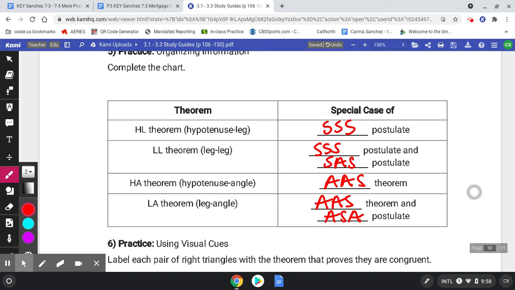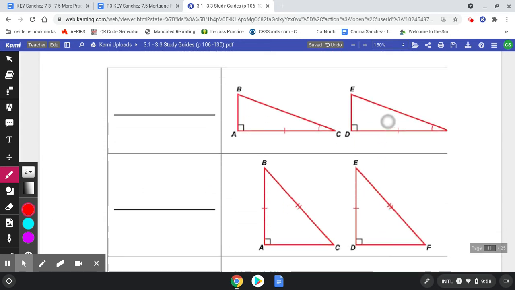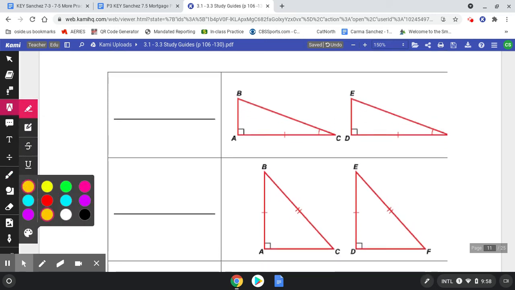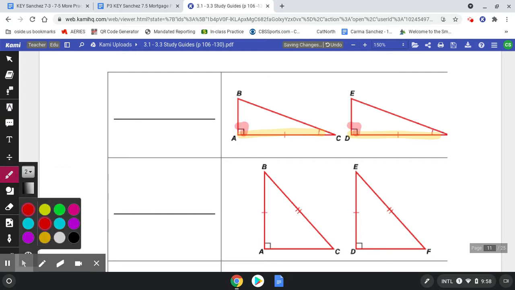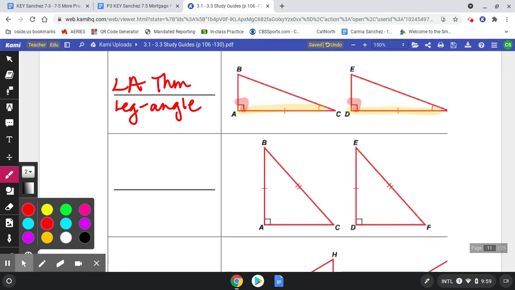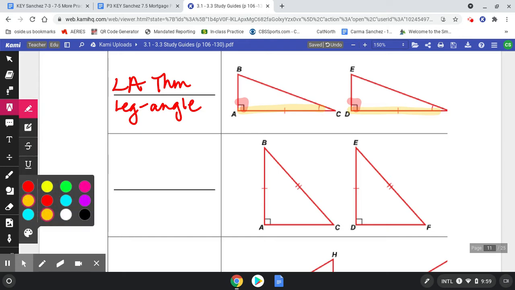Okay, let's go see if we can visualize these new ones in their picture. So looking at this first one, do you see how I was given a leg, meaning the side that is not a hypotenuse, and one angle? So we would call this one congruent by the LA theorem, known as leg angle theorem. Okay, let's look at the next one. What did they give me? Notice that I've got a leg.